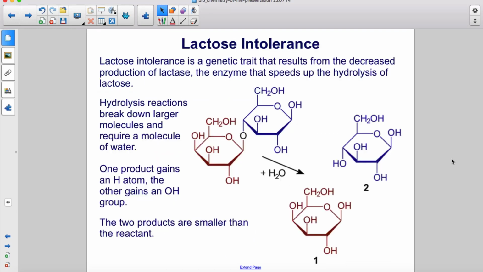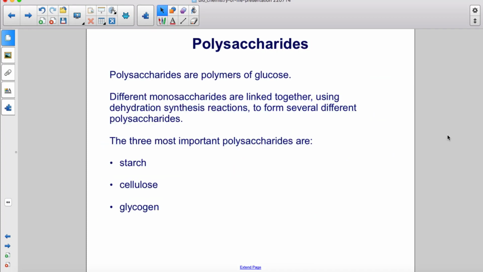Lactose intolerance is a genetic trait that results from the decreased production of lactase, the enzyme that speeds up the hydrolysis of lactose. Hydrolysis reactions break down larger molecules and require a molecule of water. One product gains a hydrogen atom, the other gains an OH group. The 2 products are smaller than the reactant.